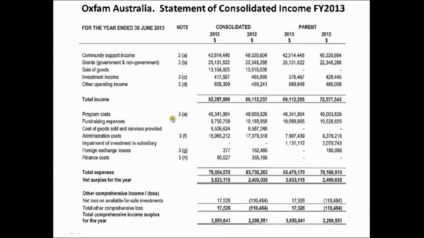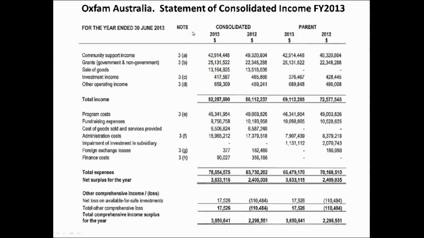Okay, the points I'd like to highlight are that a very significant proportion of Oxfam's total income of $82 million is coming from grants from government and non-government sources. So Oxfam is a recipient. However, it still is the case that a larger proportion of its income is coming from community donations and from the sale of goods at the Oxfam shops and Oxfam fair trade sales. The fundraising expenses for this level of $42 million are around $9 million, which looks pretty good to me. But administration costs are quite high at $16 million as well, although much smaller than the total expenditure on program costs.